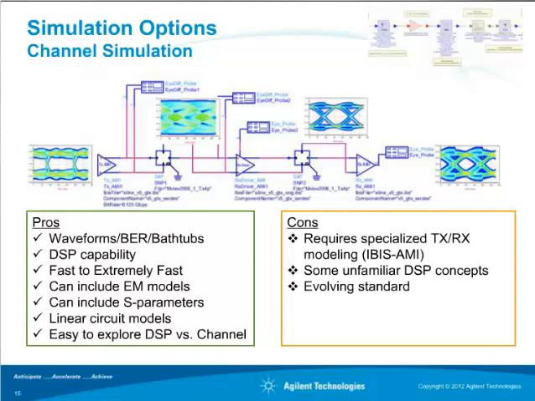It has DSP capability, which is good. It's fast to extremely fast, and that becomes important when you're looking at things like bit error rate. And you can include EM models, S-parameter models, linear circuit models directly into the channel. And the good news here is that one of those trade-offs that we talked about earlier, which is how does my DSP function interact with my channel, you can actually do that very, very easily in this particular kind of simulation.